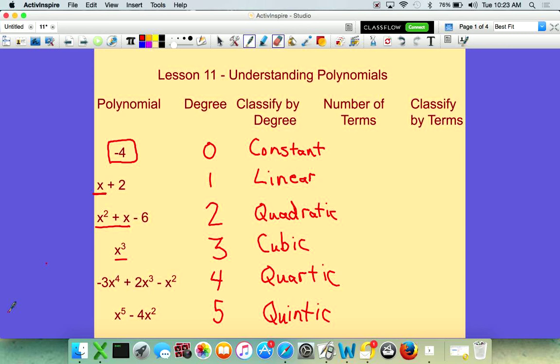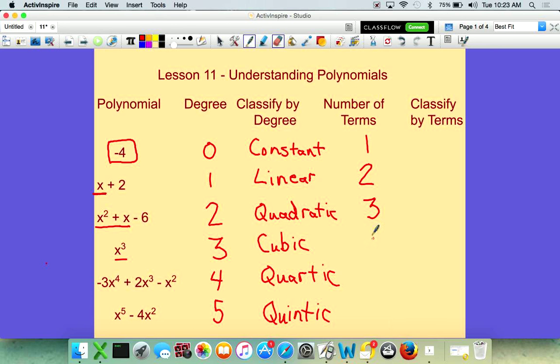We can also look at these polynomials by the number of terms. If you look at our first one, we only have one term here. It's just a -4, so we have one term. Our second one, the terms are always separated by either a plus or a minus sign. If you look, one of our terms is x, the next one is 2, so we've got 2 different terms there. Our next one, x squared plus x minus 6, there are 3 different terms there.